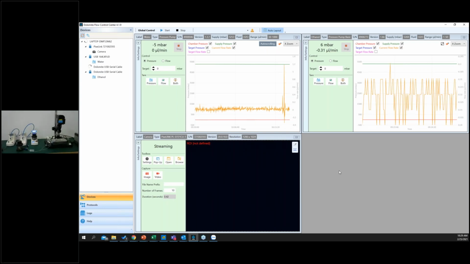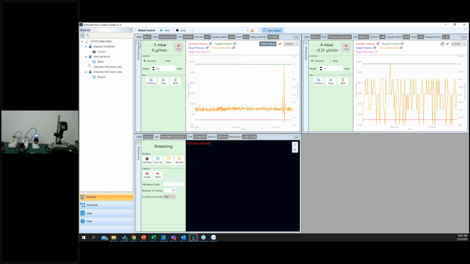If you look at my screen, this is the Dolomite Flow Control Center, which allows you to control all of the Dolomite equipment using the PC. Here we have two pressure pumps under working conditions. One uses water inside the chamber, and the other one is for ethanol, for example. Let's see how the pressure pump works with the Dolomite Flow Control Center.